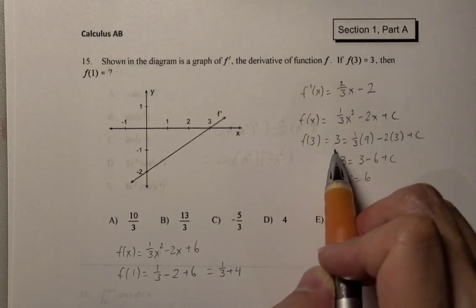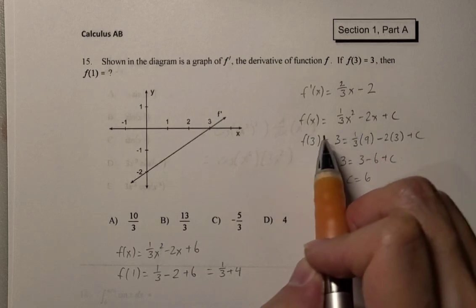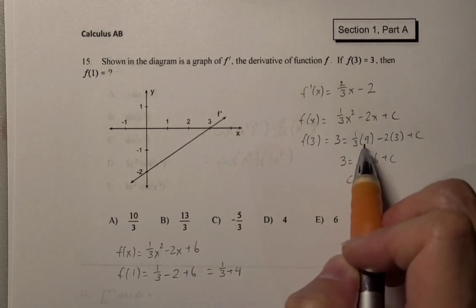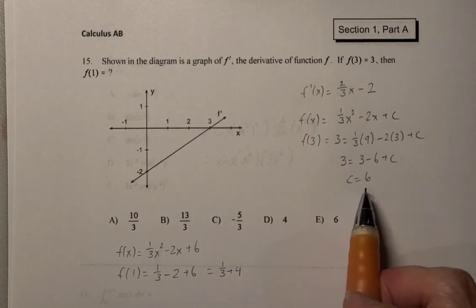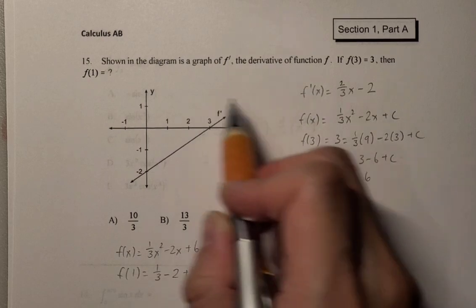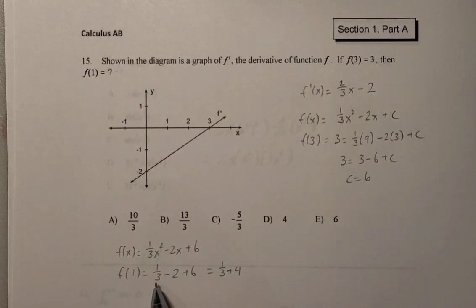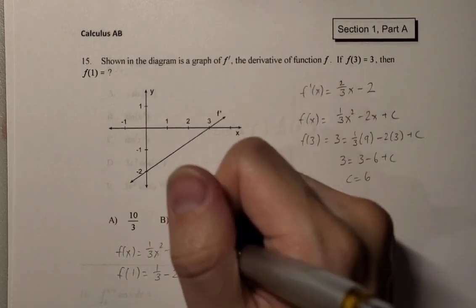So f of 3 is 3, which is equal to 1/3 times 3 squared, which is 9. I'm plugging in x is 3. 3 squared, which is 9, minus 2 times 3 plus c. So c is equal to 6 if we simplify. So our f of x, particular solution, is 1/3 x squared minus 2x plus the c we found, which is 6. Now we want f of 1. So f of 1 is 1/3 minus 2 plus 6, which is 1/3 plus 4. Looks like B.